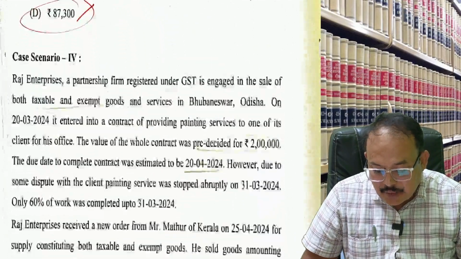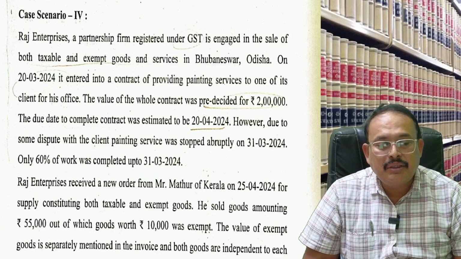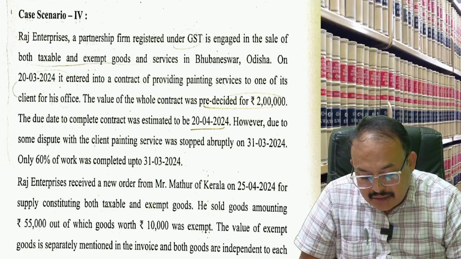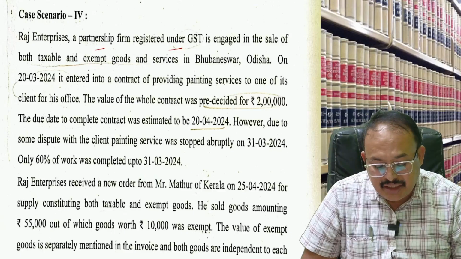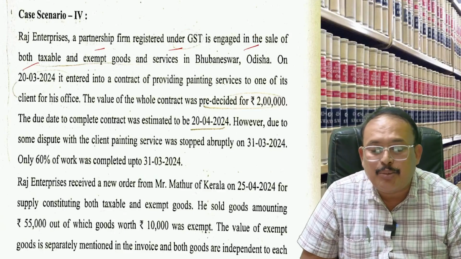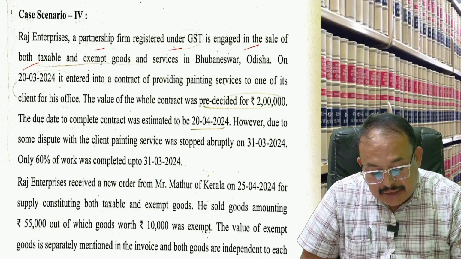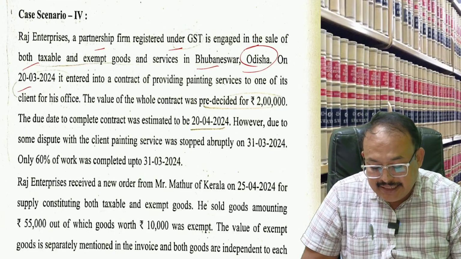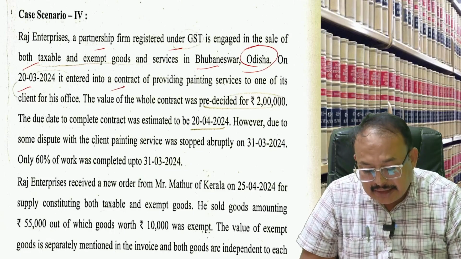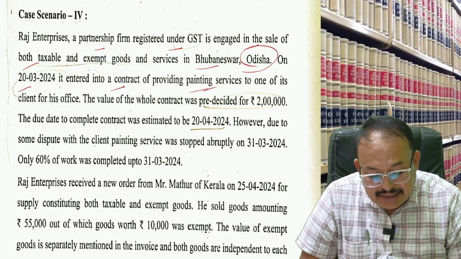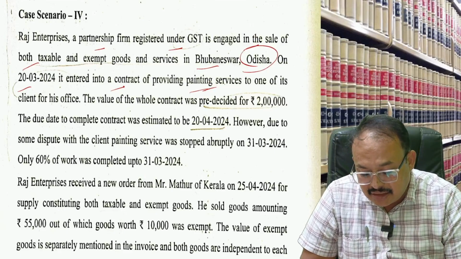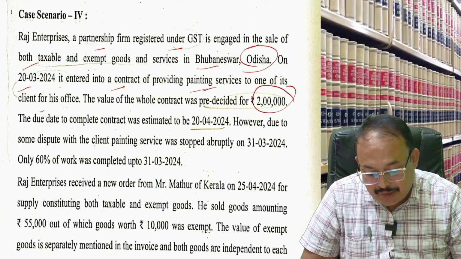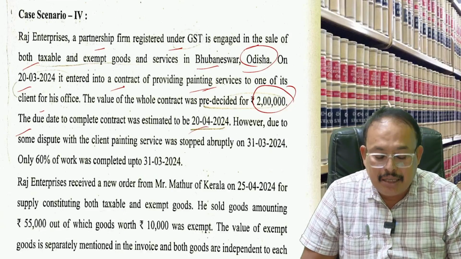Further, coming to case scenario 4, MCQs. Raj Enterprises, a partnership firm registered under the GST, is engaged in the sale of both taxable as well as exempt supply. Very good. Located in Bhubaneswar, Odisha. On 20th March 2024, it entered into a contract for providing painting services to one of its client offices. The estimated value is 2 lakh and the due date to complete is 20th April 2024.